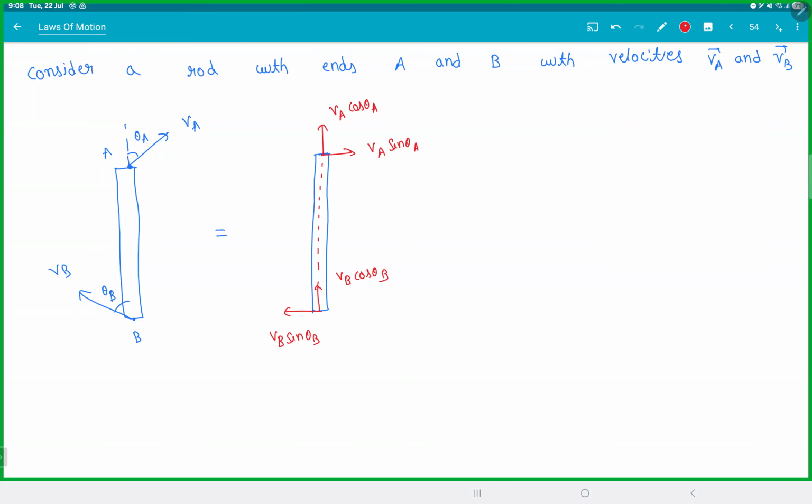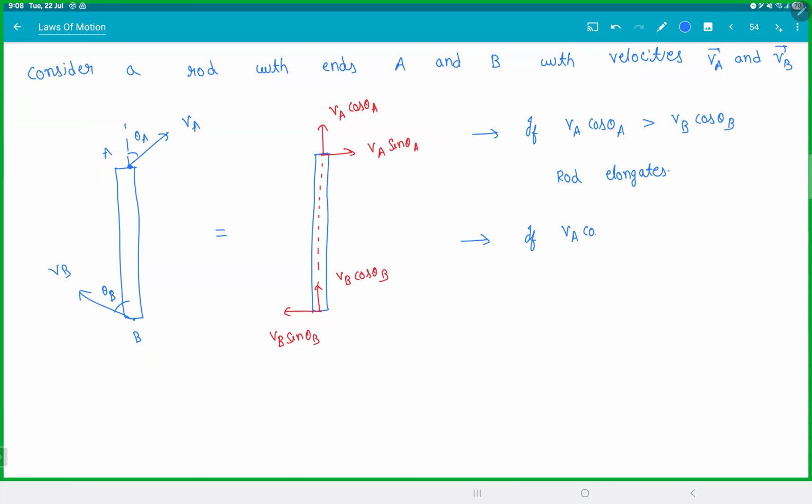Now see, if VA cos theta A is greater than VB cos theta B, means the person in front of you is going faster than you, what will happen? The distance between you and him will increase. So the rod should elongate. If VA's component becomes greater than VB's component, the rod will start stretching. But you said it is a rigid rod, so the rod cannot stretch.